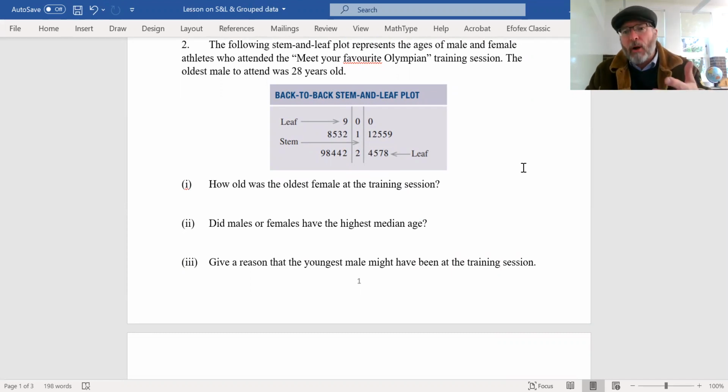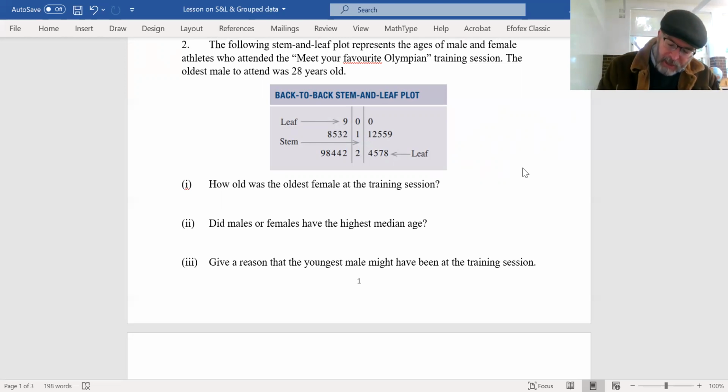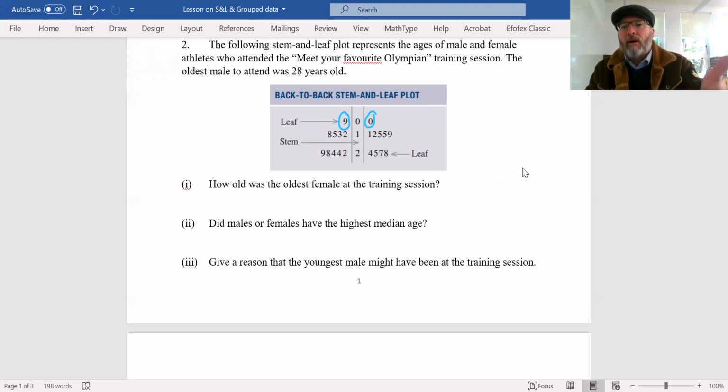Now, judging by the ages, we know what the leaves mean. The 2 means 20. It's 2 lots of 10. The 1 is in the teens, 10, and the 0 means you're less than 10. So the youngest age there is 9 years old that attended that session. Well, the youngest overall is 0. It's not even a 1-year-old. It must be a baby.